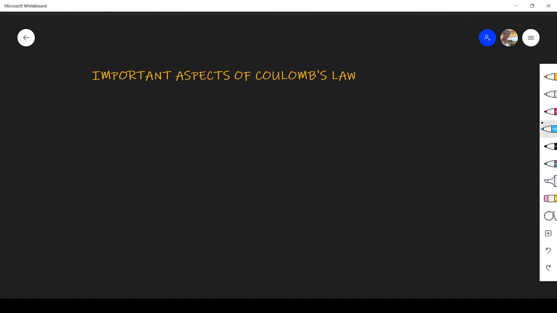Hi students, in this class we see important aspects of Coulomb's law. So we know that F is equal to K into Q1 Q2 by R squared. This is the scalar form of Coulomb's law. F is equal to K into Q1 Q2 by R squared into R cap. This is the vector form of Coulomb's law. So from this statement, what are the things we are getting? That's what we are going to learn in this class.